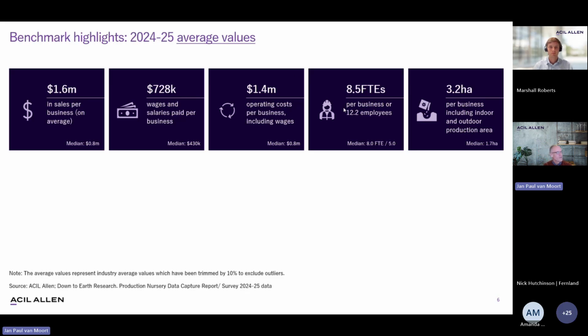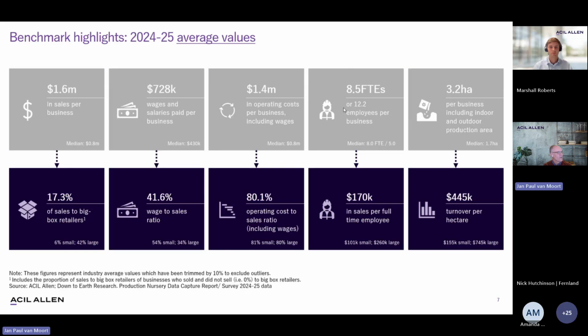Another way of looking at these statistics is to break it down and look at some other ones that we can generate. So we've seen that overall, if you include all businesses, so this includes the small ones who don't sell to big box retailers or anything at all to them, 17.3% of sales were to big box retailers, only 6% for small and 42% for large. So different businesses in the industry have taken different positions against the large retailers.